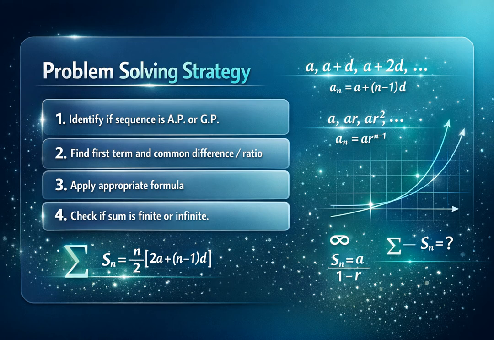Problem-solving strategy. First, identify whether the sequence is an AP or GP by checking for a constant difference or constant ratio. Find the first term and the common difference or ratio. Apply the appropriate formula. Determine if the sum is finite or infinite.